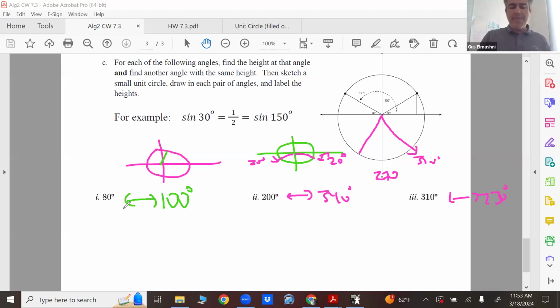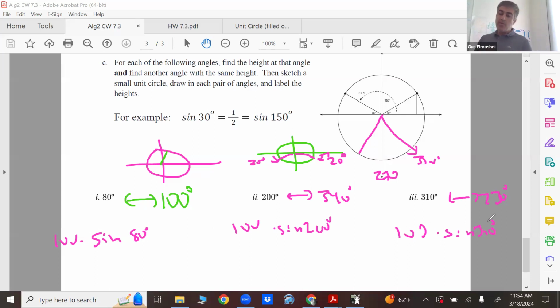To find the height, obviously you have to do 100 times sine 80 degrees, 100 times sine 200 degrees, 100 times sine 310 degrees. I'm not going to actually do it because I know you guys can punch it in the calculator. I'm not worried about that. But remember, 310 and 230 are equivalent. 200 and 340 are equivalent. 80 and 100 are equivalent in terms of sine. So you look at heights.